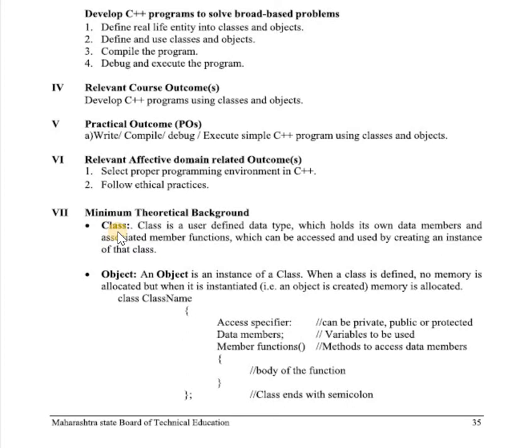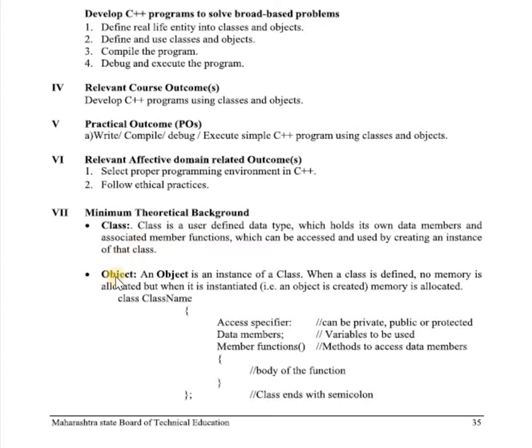Then, what does the class contain? The class contains two attributes. First one is its data members and second one is its associated member functions. Data members means class attributes, and member functions mean the operations which are done on those particular attributes. So in short, a class is a user-defined data type which contains two attributes, that is data members and member functions.